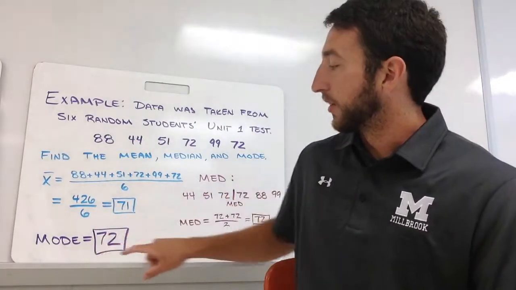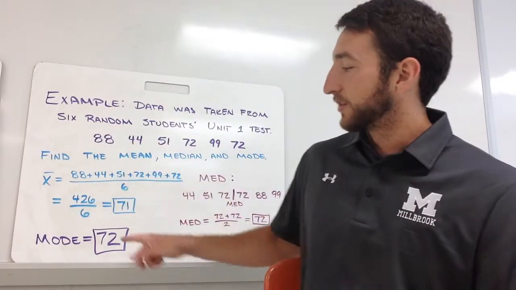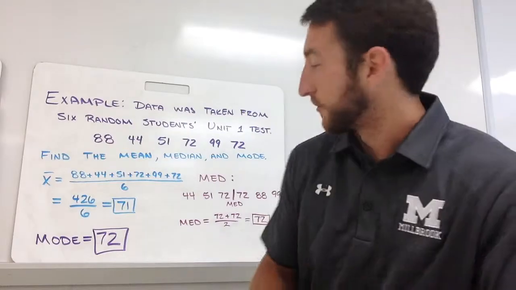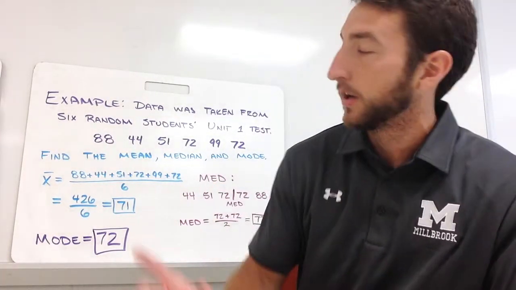All right. To find the mode, mode's really easy. You find which one happens the most. So we got 2 72s. That one happened the most. So that's our mode.